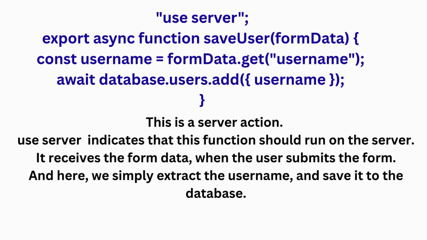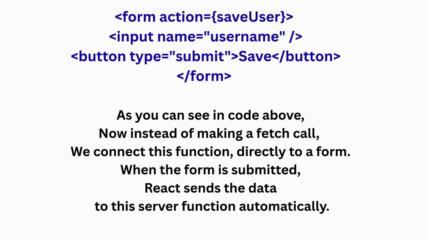This is a server action. "use server" indicates that this function should run on the server. It receives the form data when the user submits the form. And here we simply extract the username and save it to the database. As you can see in the code above, now instead of making a fetch call, we connect this function directly to a form. When the form is submitted, React sends the data to the server function automatically.